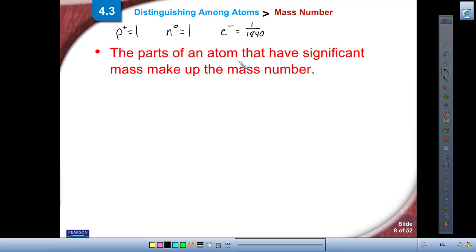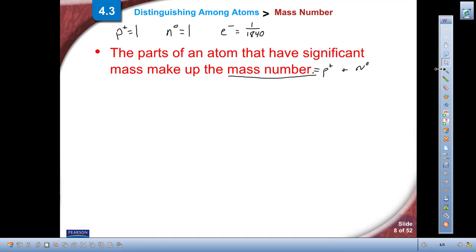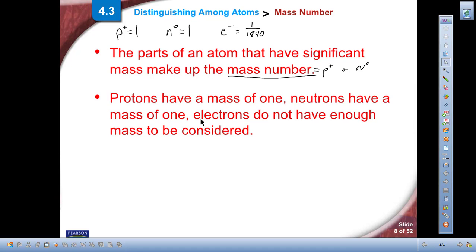So if I said what makes up the mass in an atom, you would correctly say, well, the protons and the neutrons. The electrons are too small to worry about. So because these things make up the mass, the mass number is defined as the protons and the neutrons. So protons have a mass of 1, neutrons have a mass of 1, electrons too small to worry about. So this is our definition for mass number.